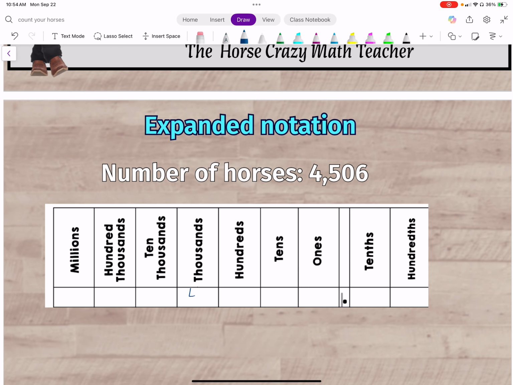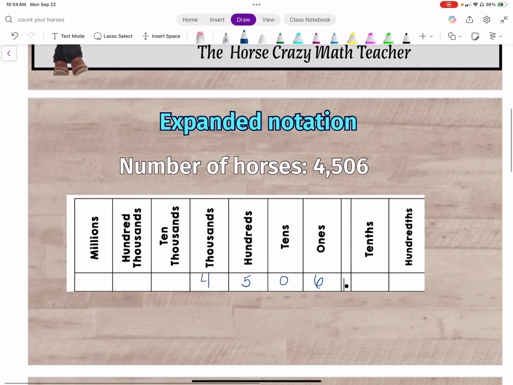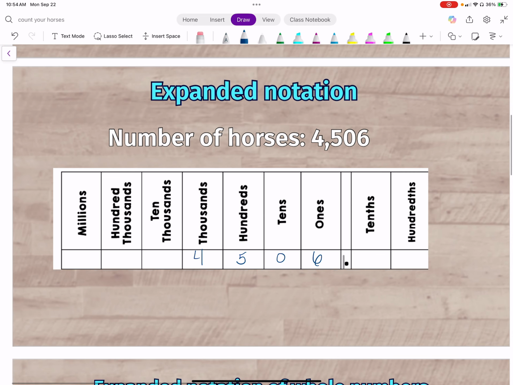But if I were to plug that in to my place value chart here, I can see how the 4 is in the thousands place, the 5's in the hundreds, there's nothing in the tens, there's 6 in the ones, and then I don't have anything here behind the decimal.